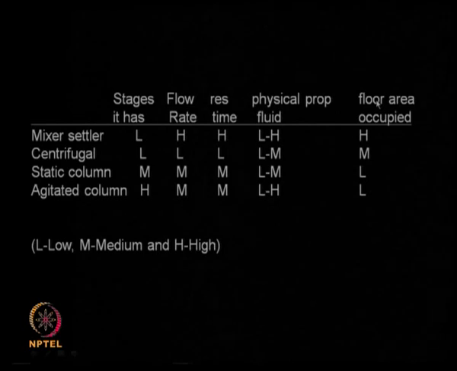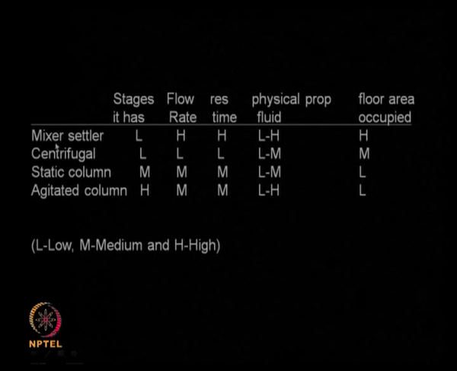Floor area occupied is also very important, because if you have the extractor spread all over the floor, then you are using up too much of the plant area, whereas if the extractor is vertically placed, then you are occupying less floor area, which is advantageous, because more floor area means more space, and you need to spend money on buying that space.